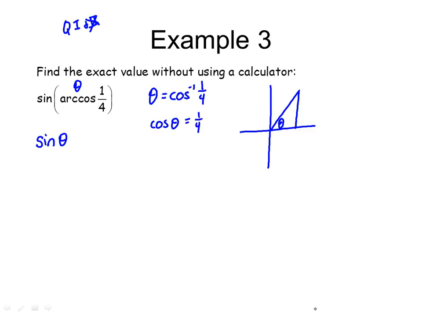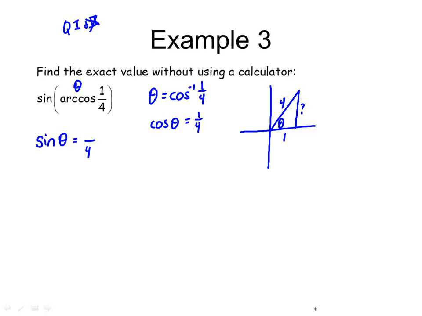If we have a theta in quadrant 1, and we've already determined all of that, cosine is what? Adjacent over hypotenuse, or x over r. So we're going to have 1 over 4. There's your cosine, but we don't need cosine. What do we need? We need sine. We know the hypotenuse, so the denominator is going to be 4. But now we've got to figure out what the side opposite is. How are you going to do that?